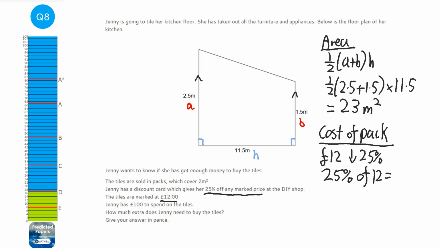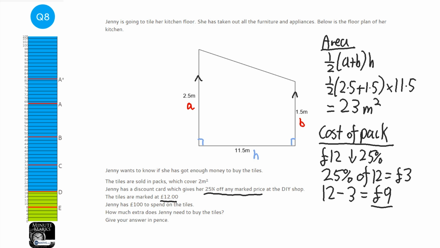First of all I need to work out 25% of £12. So the way I can do that is just find a quarter of 12, so divide it by 4, so that's going to be £3. So the cost is going to be £12, take away my £3 discount, which is going to be £9. So the cost of the pack is £9. Okay, so it feels like we're getting somewhere.